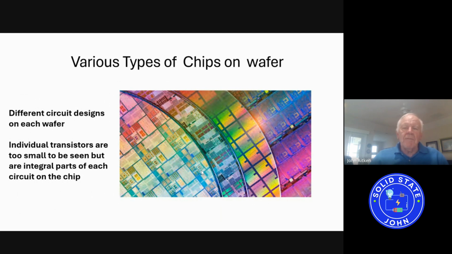There are various types of chips on a wafer. Different circuit designs on each wafer are shown here. These are four or five different wafers presented there. Individual transistors are too small to be seen, as you can imagine, since 4,000 of them can fit on a human hair, but they are integral parts of each circuit on the chip.